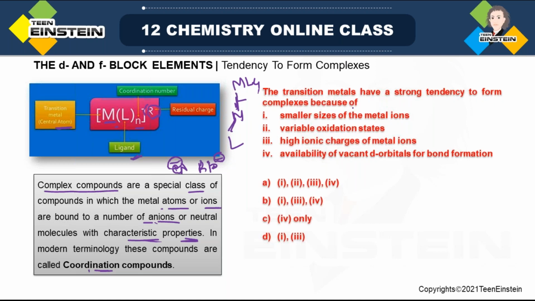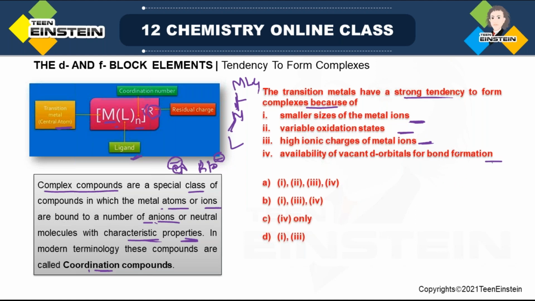We have a problem here. Transition metals have a strong tendency to form complex. Because of which reason? 4 statements are given. But what among these 4 statements are those which are actually responsible for the transition metals to form complex? The first reason given, smaller size of metals, variable oxidation state, high ionic charge, and availability of vacant d orbitals for bond formation.